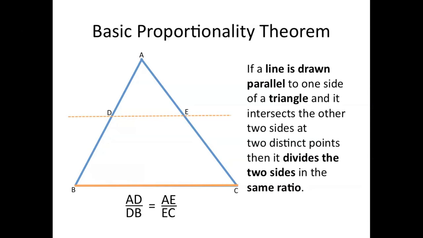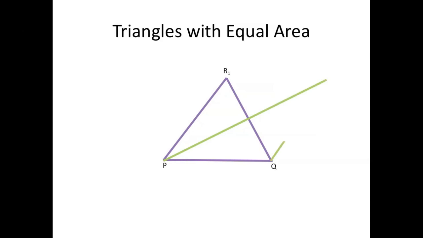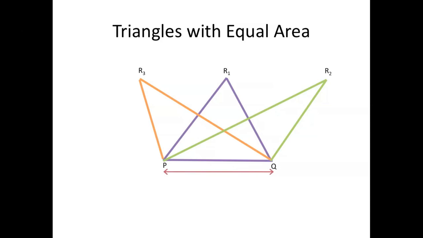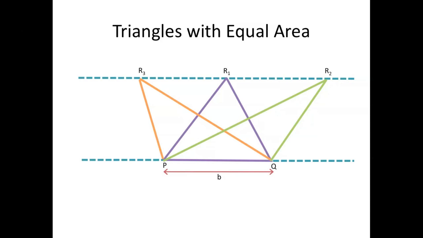But to understand this proof, we need to understand triangles with equal area. So we have this triangle with base PQ. And from this base, we draw another triangle with base PQ and this other triangle with base PQ. Now notice that all three of these triangles share the same base. And also, if you draw out parallel lines, you can see that they also share the same height. In such a situation, all three of these triangles share the same area.